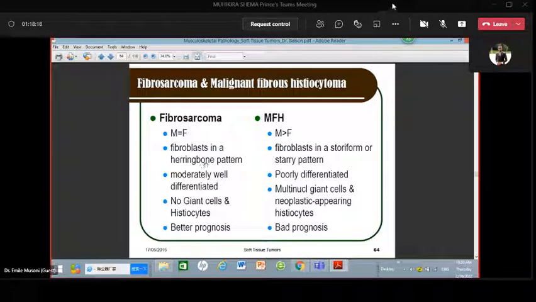Fibrosarcoma has a herringbone pattern. This is what we're going to see in practice. Whereas malignant fibrous histiocytoma has a storiform or star pattern. Fibrosarcoma is moderately well differentiated, whereas this one is poorly differentiated. No giant cells and found histiocytes, whereas in histiocytoma, there are multinucleated giant cells and neoplastic appearing histiocytes. Fibrosarcoma has a better prognosis than malignant fibrous histiocytoma.